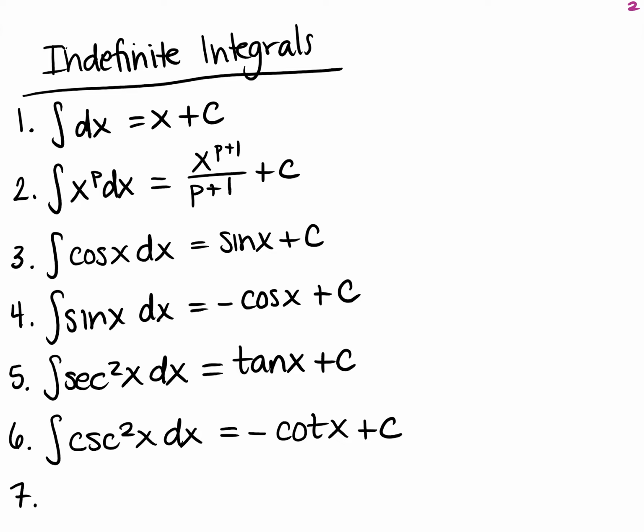So the derivative of sine is cosine, the derivative of negative cosine is sine, the derivative of tangent is secant squared, the derivative of a negative cotangent is cosecant squared. What about the derivative of secant? That's secant x tangent x. So that means the antiderivative of secant x tangent x is secant of x plus c.